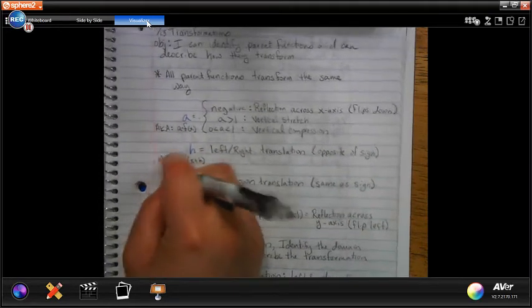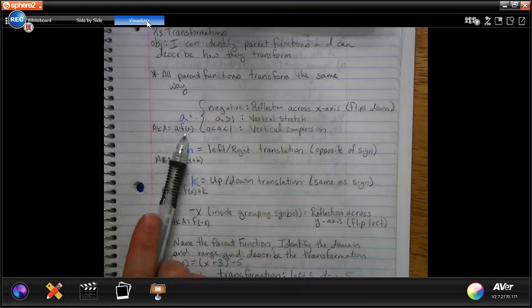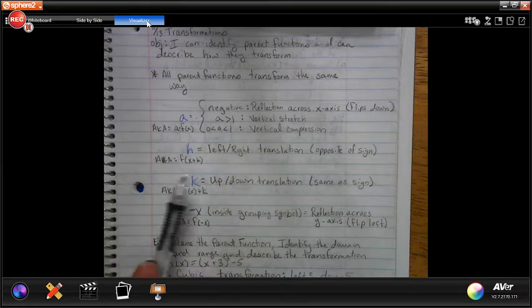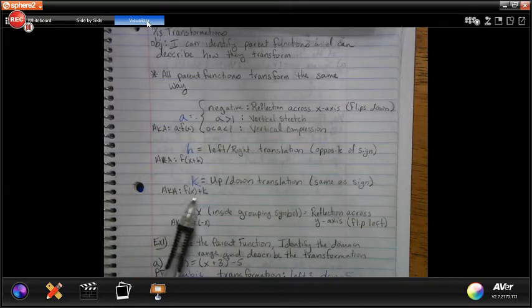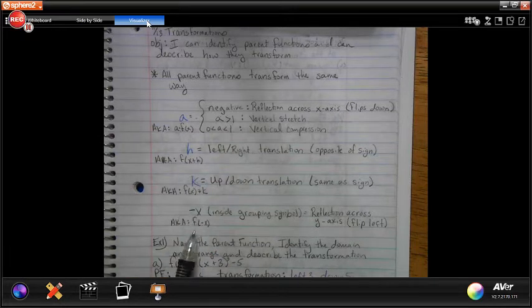Okay, you're going to be using these symbols. A number in front of f of x is your A. A number in the parentheses with x is your H. And then a number after the parentheses is your K. So remember function notation, we did a whole assignment just on function notation. And then for negative x, that's inside the grouping symbol. So these are some of the things you're going to be working with on this assignment.